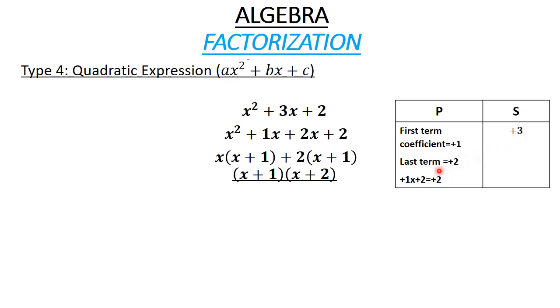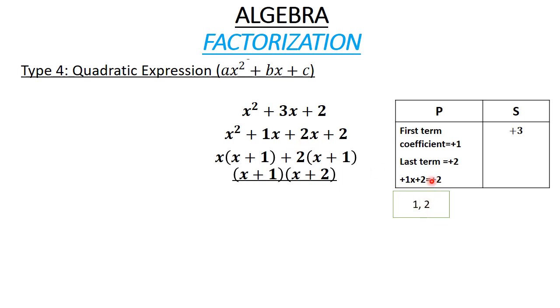So this has succeeded, which means our numbers are positive 1 and positive 2, which we can use to replace the middle part here. So x squared plus the first number 1x plus the second number 2x. If this number was negative, well, it could have been negative 2x here. So we just go with the signs.